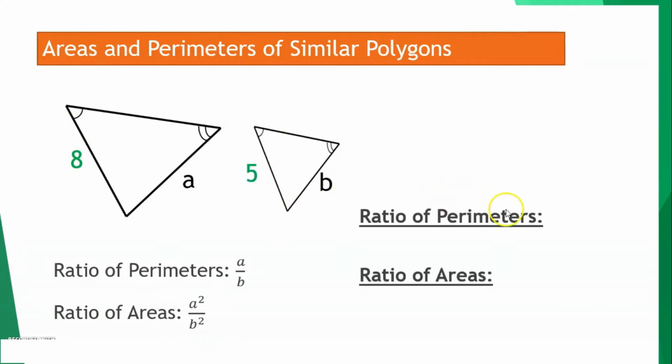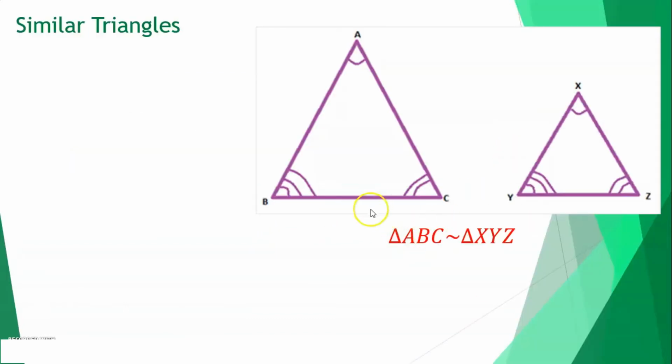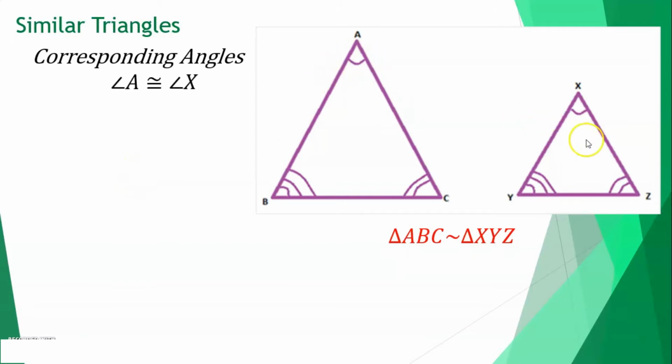So the ratio of their perimeters here would be 8/5, while the ratio of their areas would be 64/25. Given this, triangle ABC is similar to triangle XYZ. So take note of their corresponding angles. Angle A is congruent to angle X. Take note of their number of rotation rays. It should be equal. Then angle B is congruent to angle Y, and angle C is congruent to angle Z.